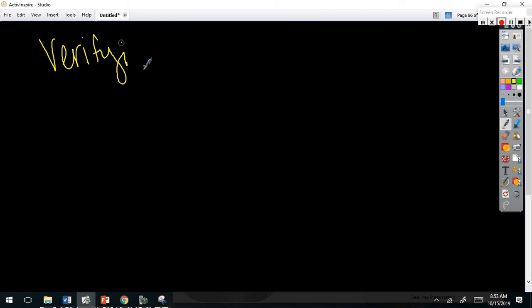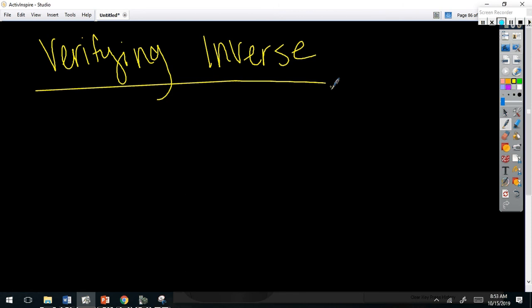Verifying inverses. All right, when I teach this in my Algebra 2 class, I don't know if you guys got to this or not if you didn't have me. Verifying inverses is kind of like when you were in geometry and you did proofs. I'm going to tell you what to start with. I'm going to tell you what the answer is. You justify the in-between, and here's how we do that.